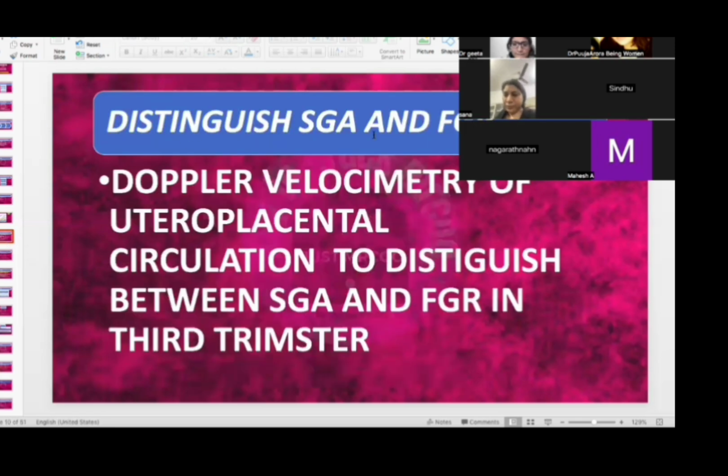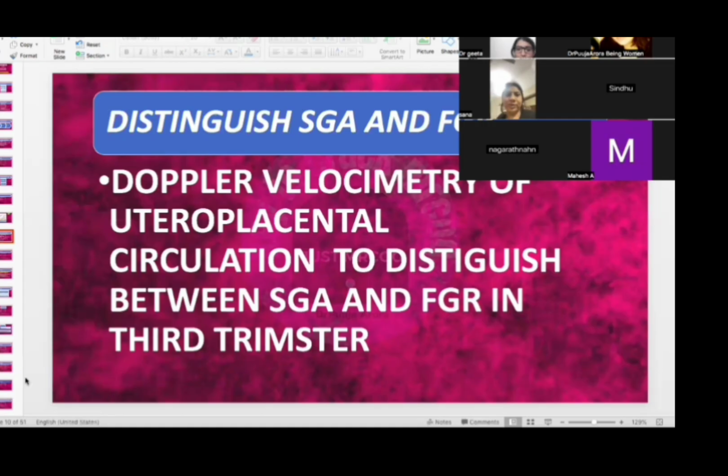Now how to distinguish between SGA and FGR? The basic criteria is Doppler velocimetry, that is Doppler finding of the uteroplacental circulation. This is how we differentiate. In SGA, that is absolutely normal, and specifically we measure that in the third trimester. What is the criteria for third trimester? That is 28 weeks onwards. That becomes very, very important.